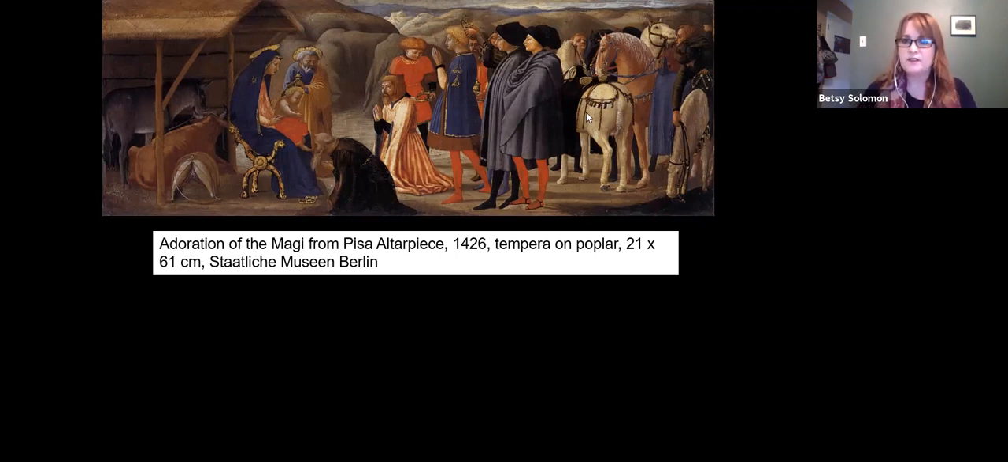So we have a lot of everyday detail, as if the horses have just been brought together and they're shuffling around there. And then if we look at our far left, we have the manger scene. So we have a few animals within the manger.